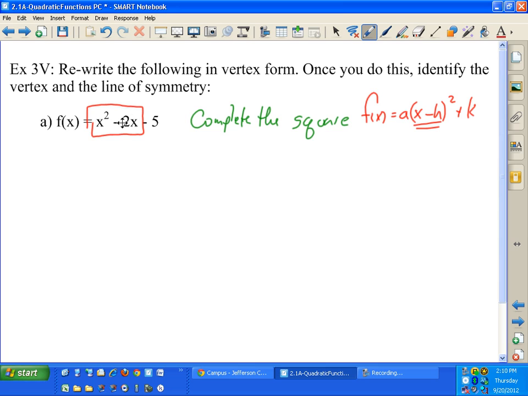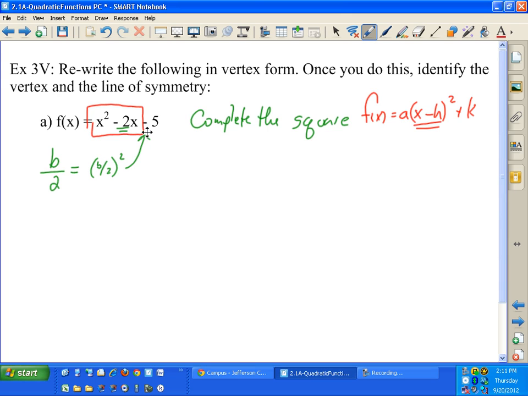So in order to do that, what we have to do is we take our b value and divide it by 2. So we take b and divide by 2, and that will give me the number. I'm going to just write it as b divided by 2, and then we'll always square that number to get the number that we're going to add on to this function.